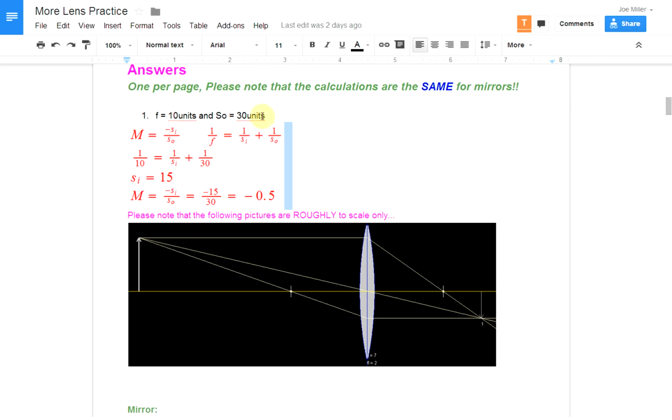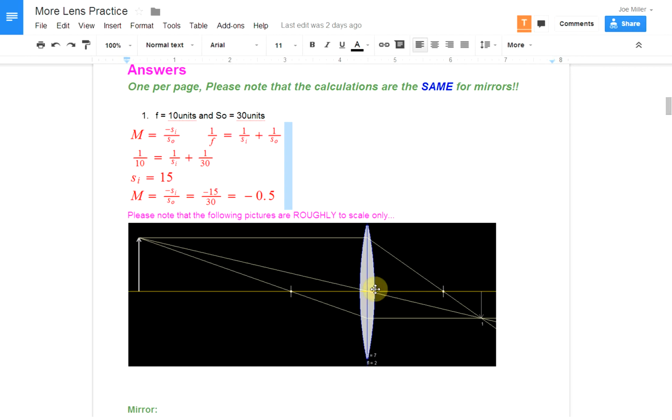So given these 2 pieces of information, it's easy to calculate some other things. Let's take a look how to do that. With this thin lens equation, I put in 10 for F, and I put in 30 for SO. I have fractions, which isn't that fun, but I can take the 1/30 to this side, plug it through my calculator. Don't forget to do the reciprocal, and you should easily find that SI is 15 units.